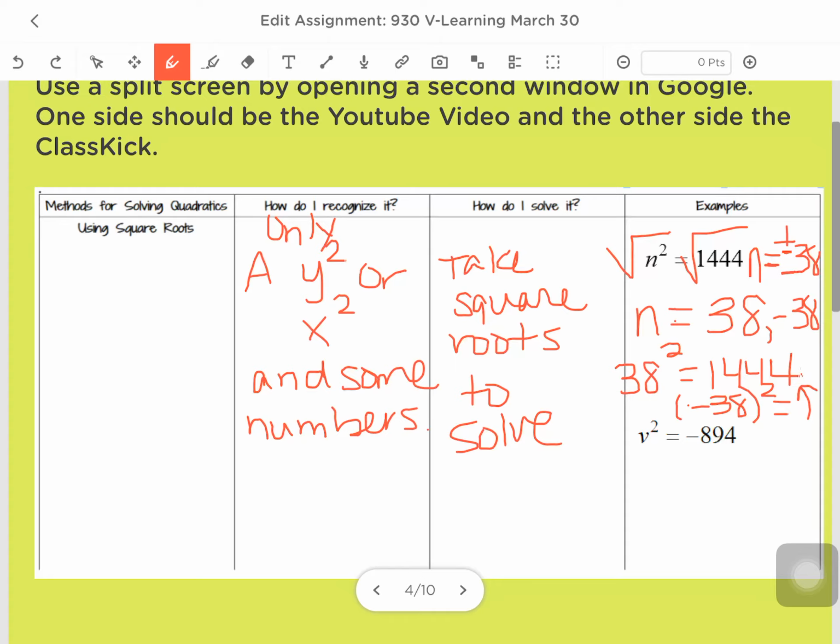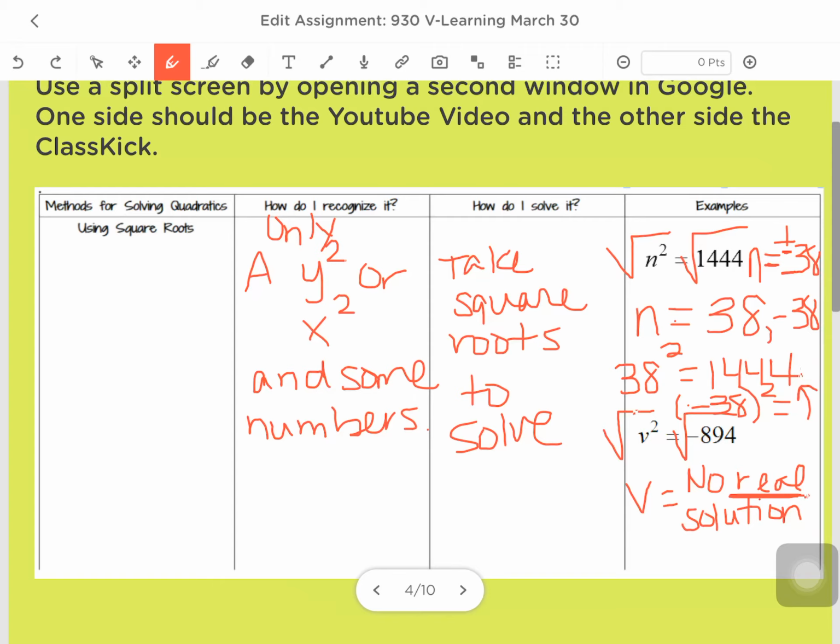All right, so if I go down here and look at my other example of v squared equals negative 894, if I take the square root of both of those, the square root of v squared is v. Now it's asking me to take the square root of a negative number. Well, technically we can't take the square root of a negative number. So our answer to this is no real solution. There is a solution. It's imaginary. There is going to be a value that you're going to learn called i that has some complex numbers with it. You don't need to worry too much about that right now, but the key here is no real solution.